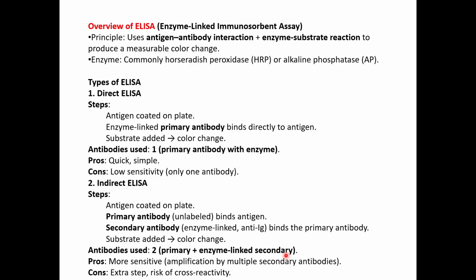So it is more sensitive because you have secondary which can easily bind to your primary now, because your primary has bound to your antigen and now your secondary can bind to it and amplify it. So it is more sensitive. Amplification by multiple secondary antibodies occurs. The con is, however, you need to do an extra step. Obviously, you need an extra antibody, extra step, and sometimes it can cross react. So the specificity might be a little less, but it is more sensitive. So if your antigen concentration is very low, your indirect ELISA can help detect it.